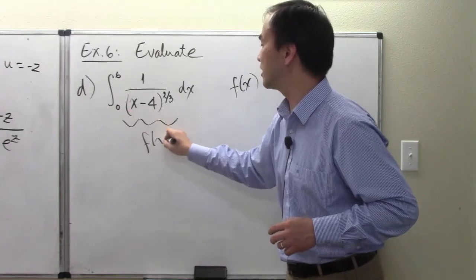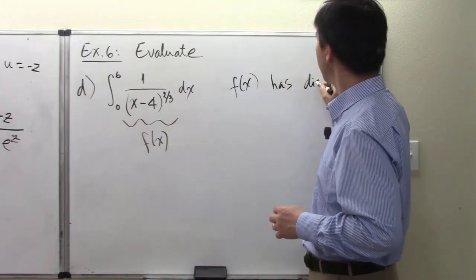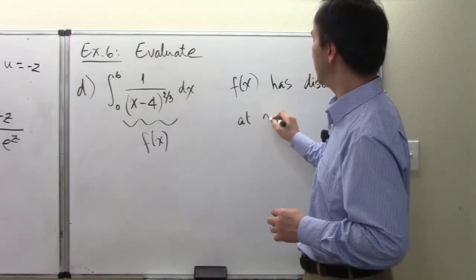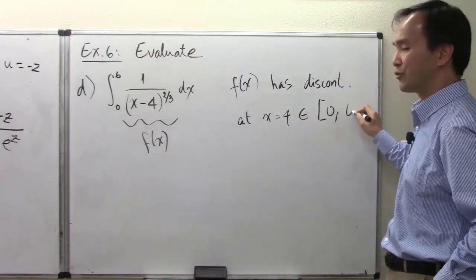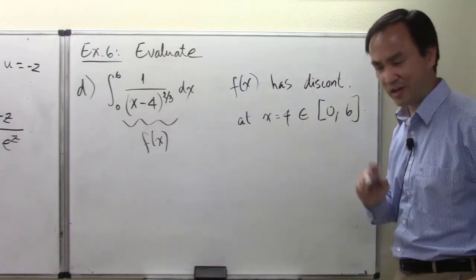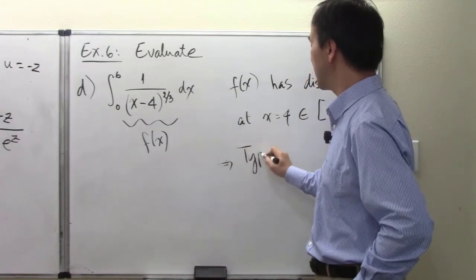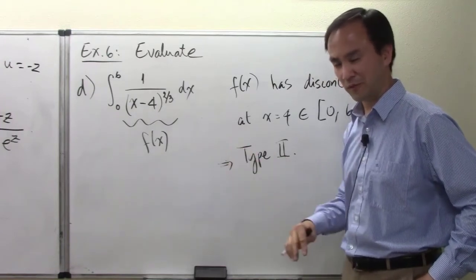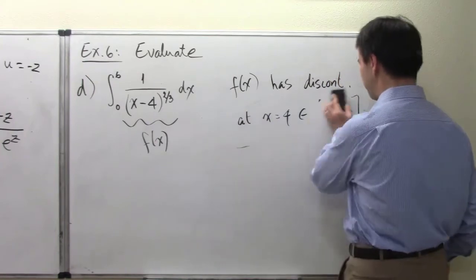As a quick note right here, f of x has a discontinuity at x equals 4, which is inside of the interval from 0 to 6. Okay, that's what we need to realize, and that's making this a type 2 that we previously learned through the formal lecture earlier, through the general lecture discussion.